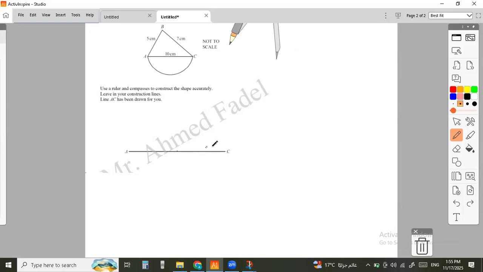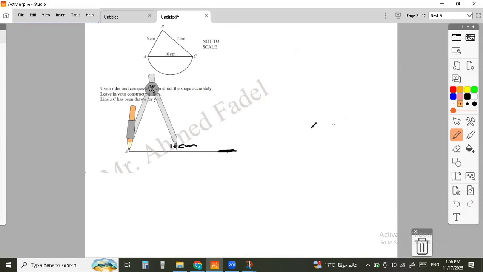So make sure first that the AC is 10 centimeters. If you need to make it a little bit bigger, make it a little bit bigger to make it 10 centimeters. That's the first step. After that, I need to draw the arc. How can I draw the arc, mister? Get your compasses and make sure that you come over 5 centimeters exactly, which is the half of the line.